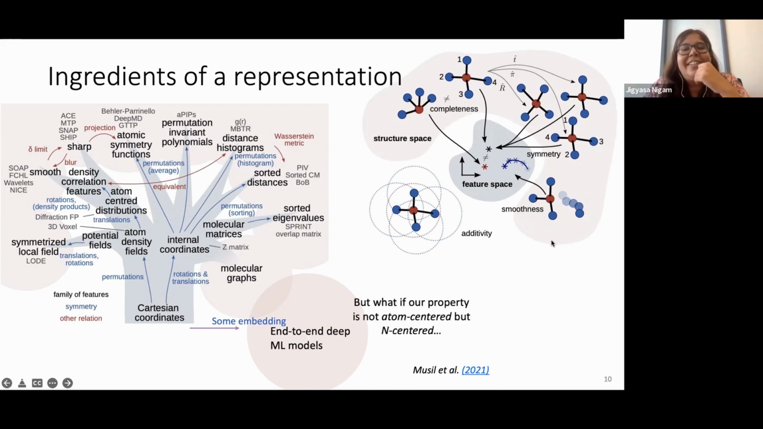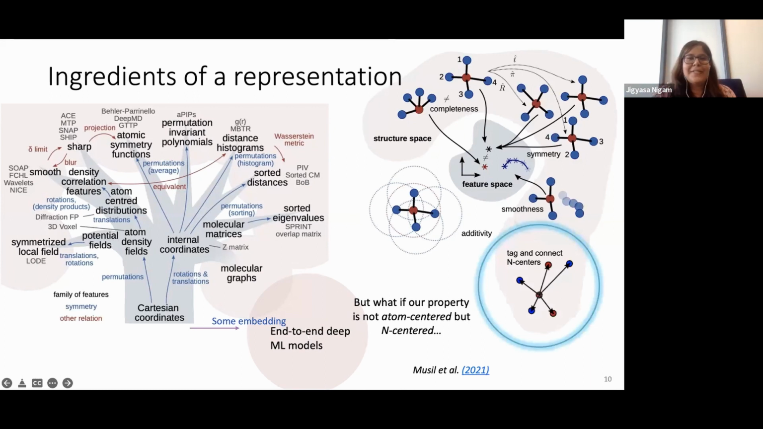One other ingredient that one is interested in is, so far we've been talking about atom-centered contributions, right? So what if our property is not atom-centered, but in general N-centered? And this is something that I will talk to you about now.